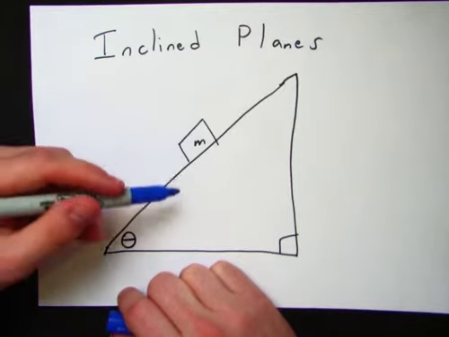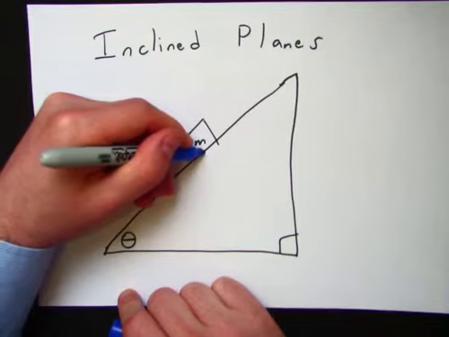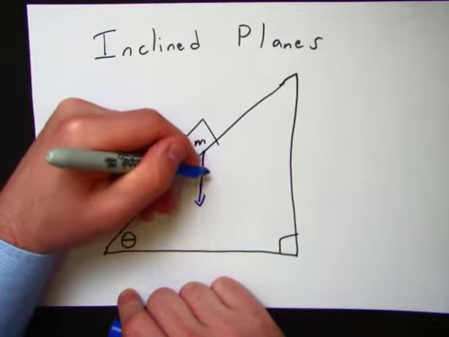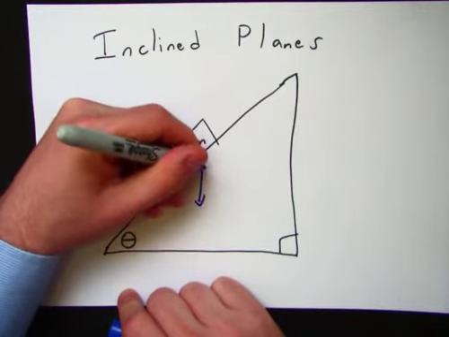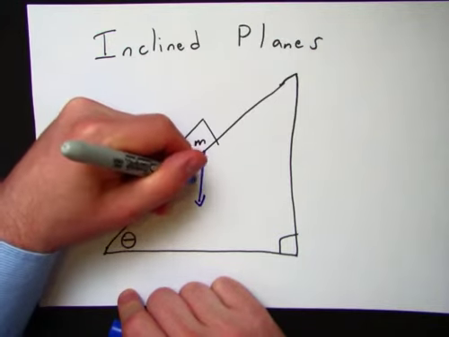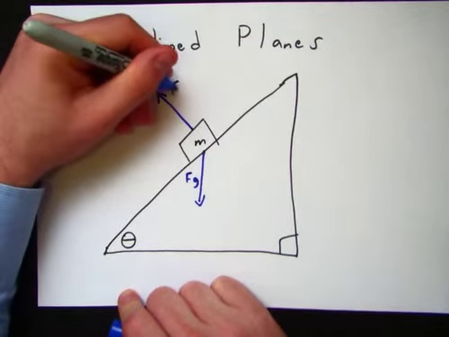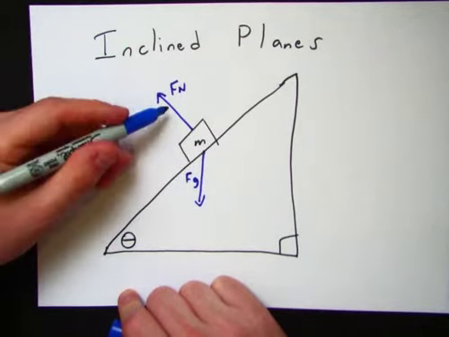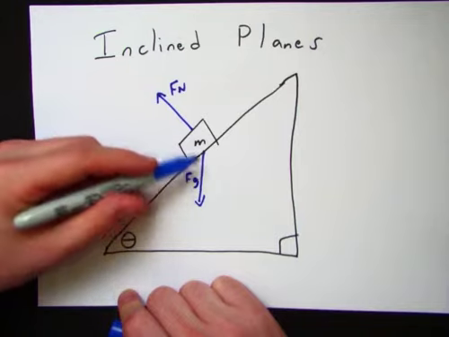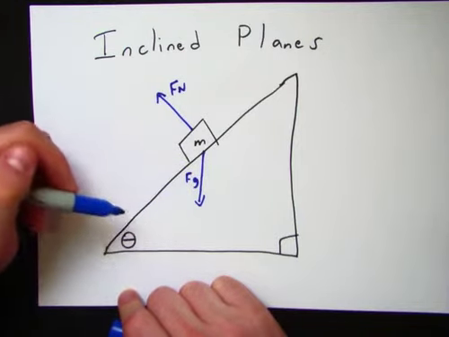To deal with this, let's first label some of the forces we already know. We know there's going to be a force of gravity here pulling down. There's also a force normal pushing off in this direction. So there's a force normal and a force of gravity. I'm going to ignore friction for now and just label these two forces.